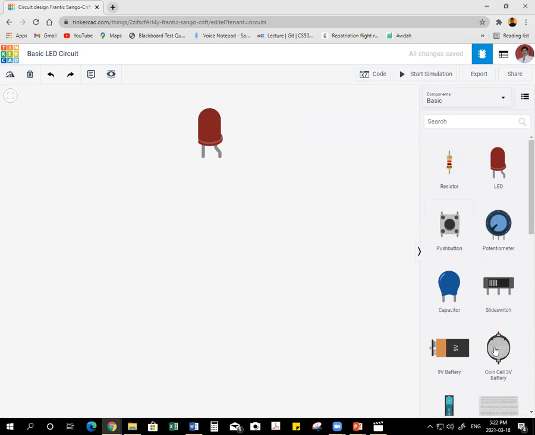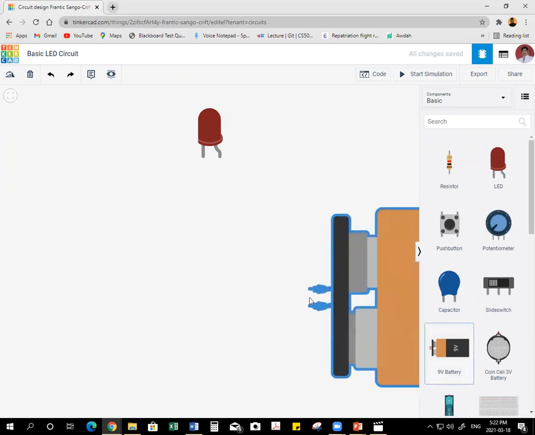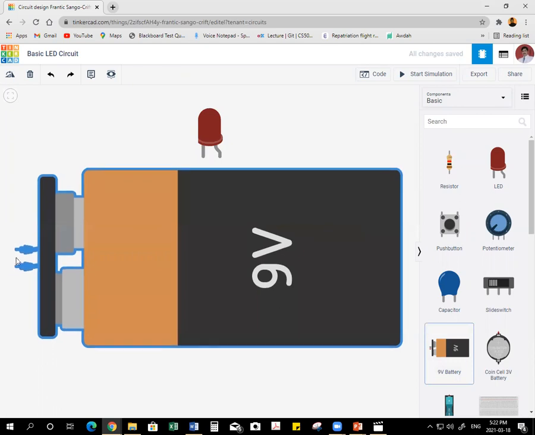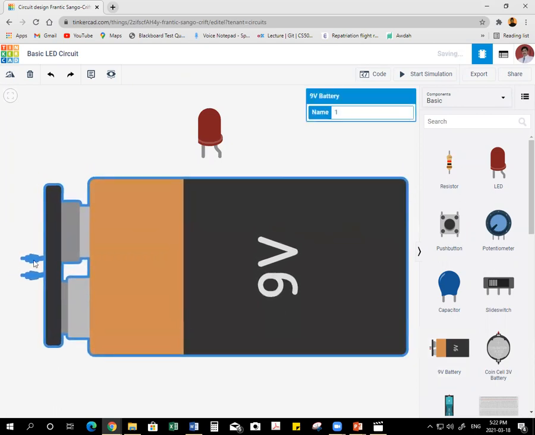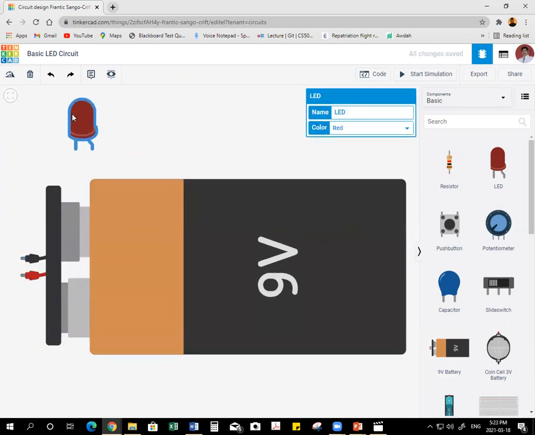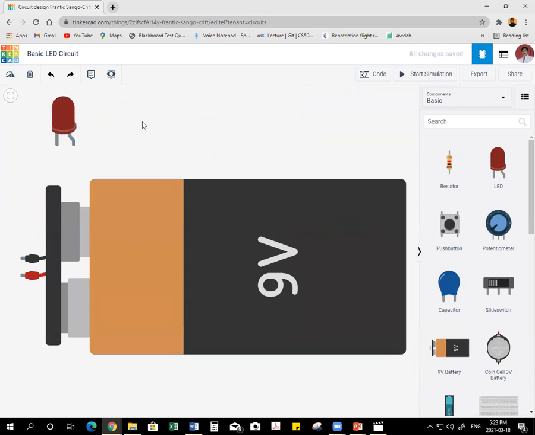Now let us take, I am adding a 9 volts battery. Just click and drag here and you keep it here. I zoomed in to a bigger size so you can see it easily from your window. Now here it is showing the components: here the cathode and here the anode.